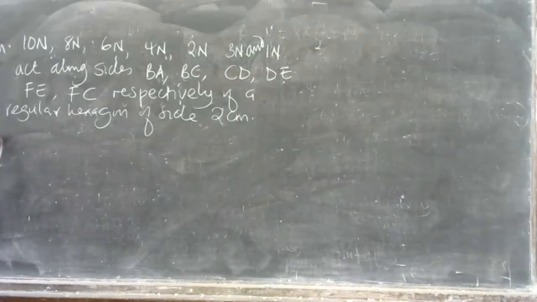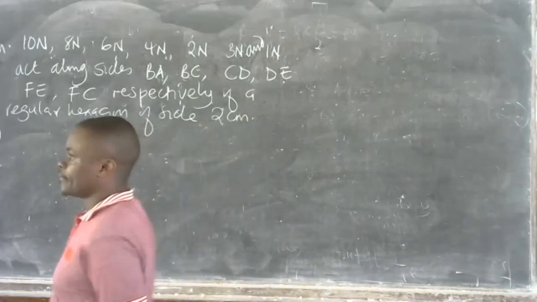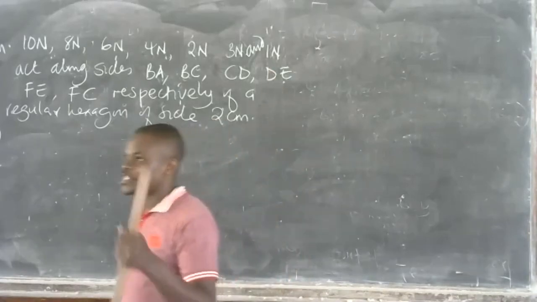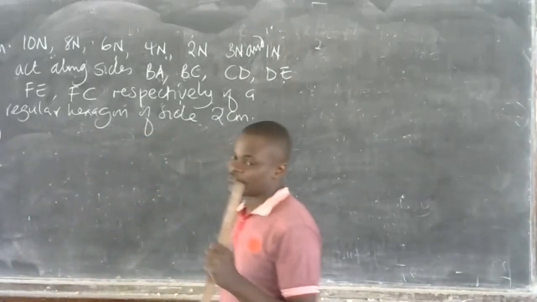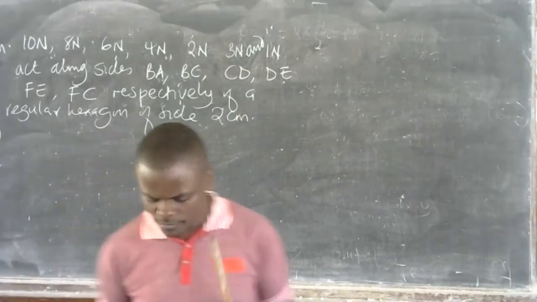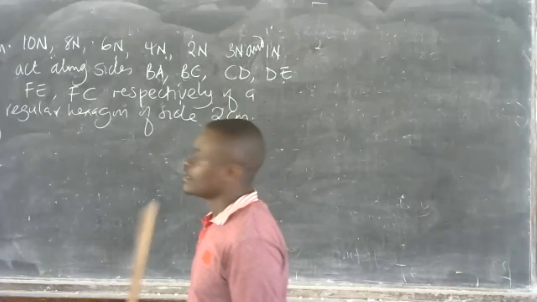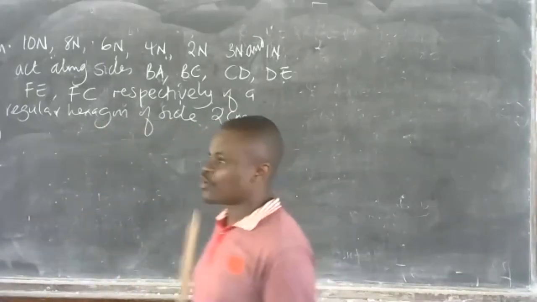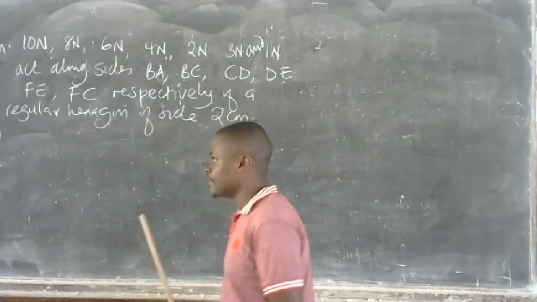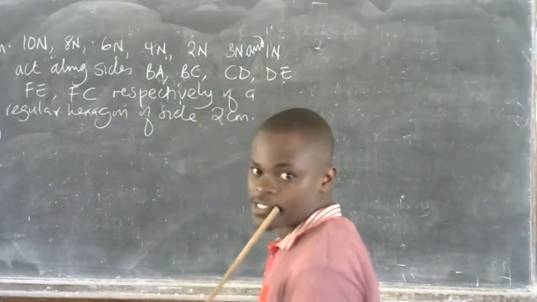Determine, part A, the magnitude of the resultant force, and the inclination of the resultant to side BC.